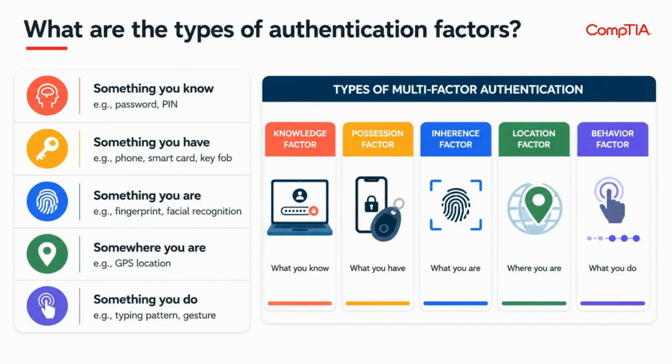employee accounts. The authentication factors: something you know, like a password or PIN; something you have, like a phone, smart card, or key fob; something you are, like a fingerprint or facial recognition; somewhere you are, like GPS location; and something you do, like typing pattern or gesture.